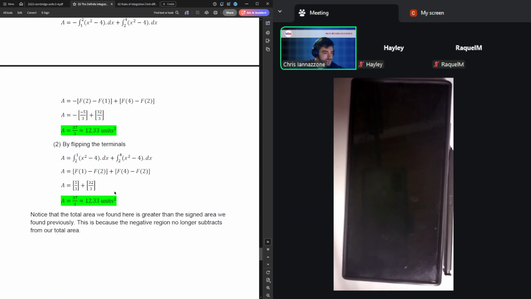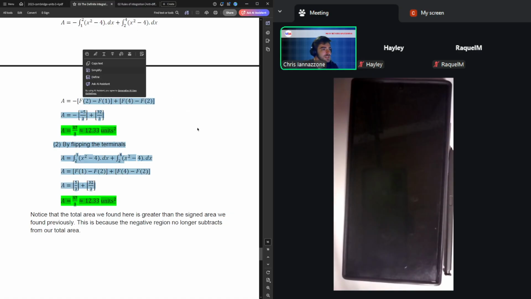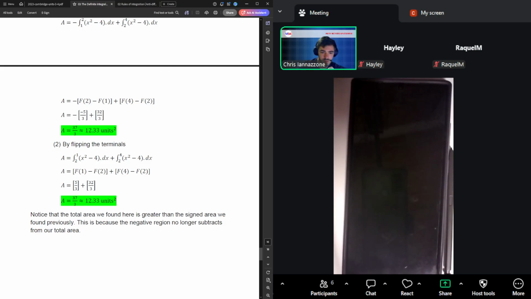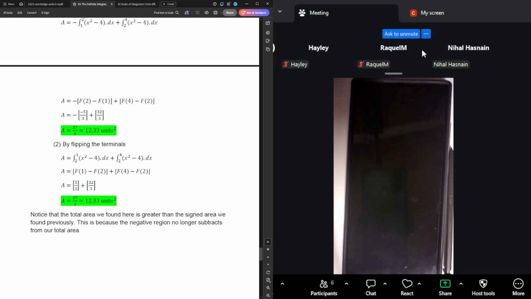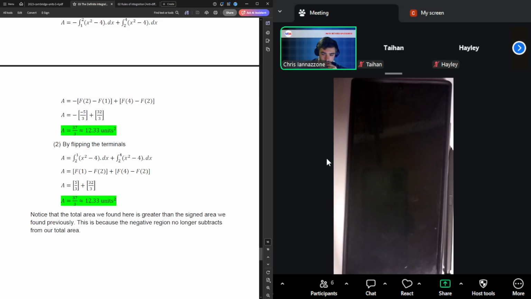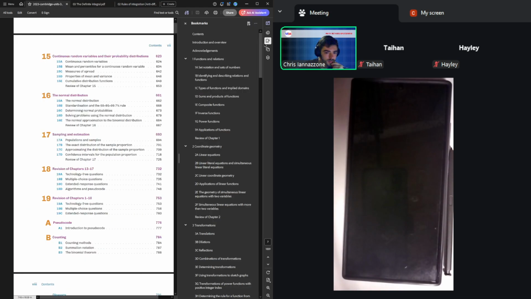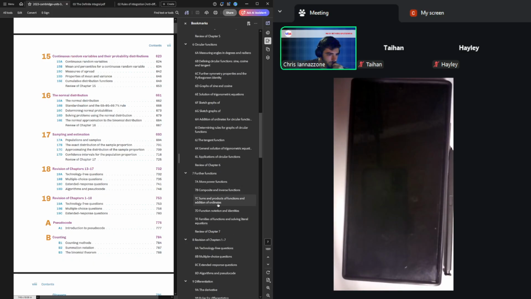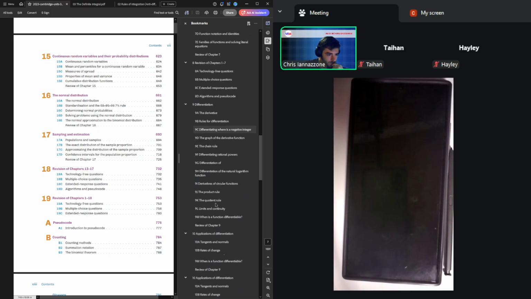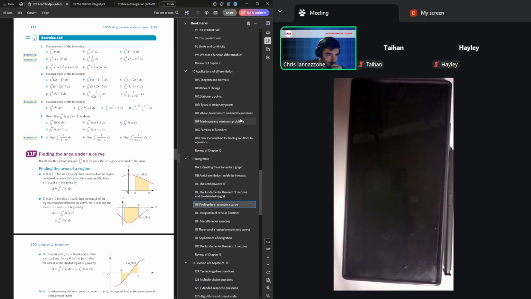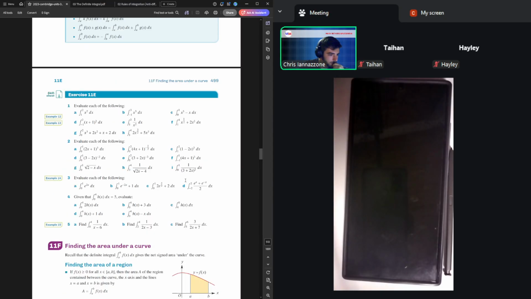So that's the bit of the lesson that I didn't quite get to when we ran class 2 last time. Is there anything about that that needs more clarification? If not, we can give it a shot. Where is it going to be? Area under curve, 11F.